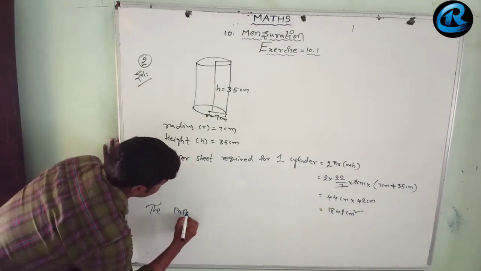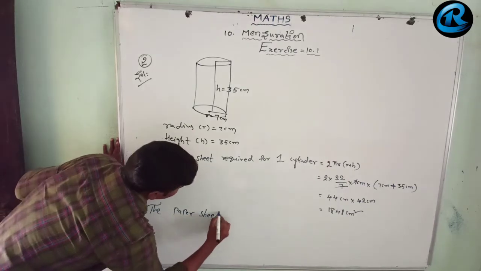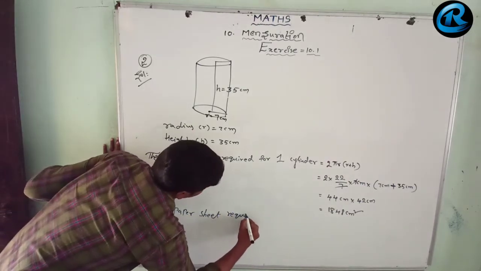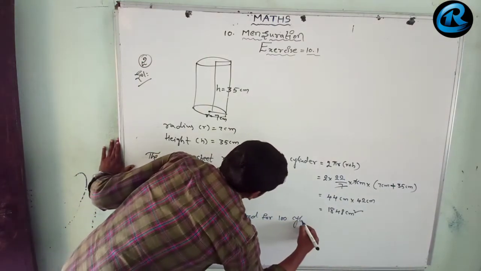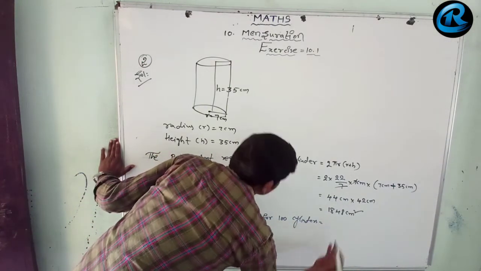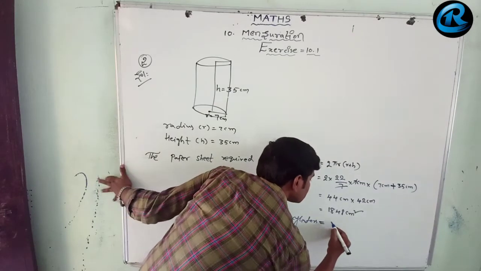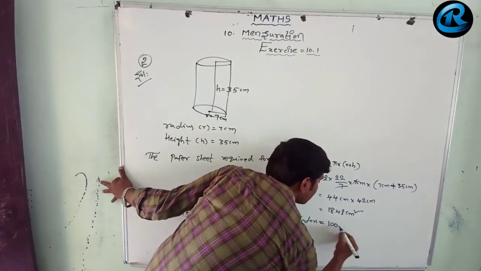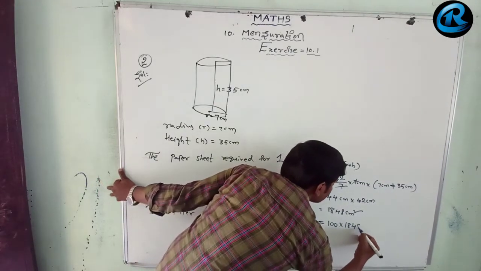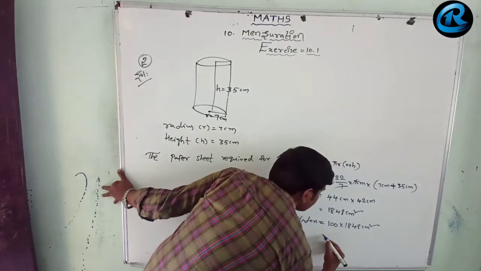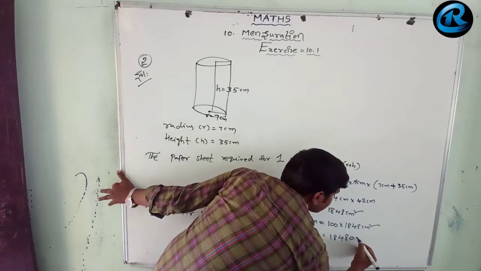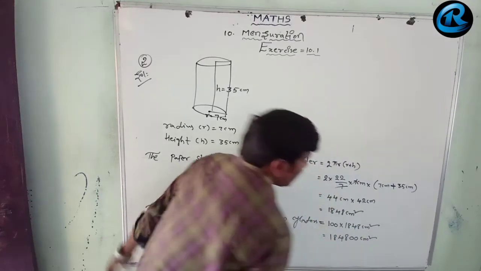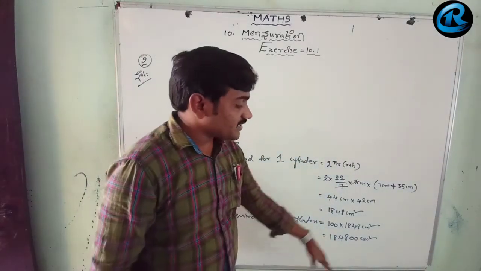The paper sheet required for 100 cylinders is equal to 100 into 1848 centimeters square, which equals 184800 centimeters square. This is what you get in centimeters square.